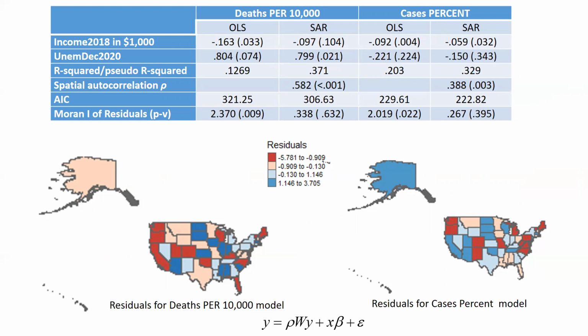For the COVID-19 case model, the median household income is significant, and it is estimated as minus 0.059, which means for every $1,000 increase in the median household income, the case percent is expected to decrease by 0.059. That is significant. And it is a negative relationship between median household income and COVID-19 cases.